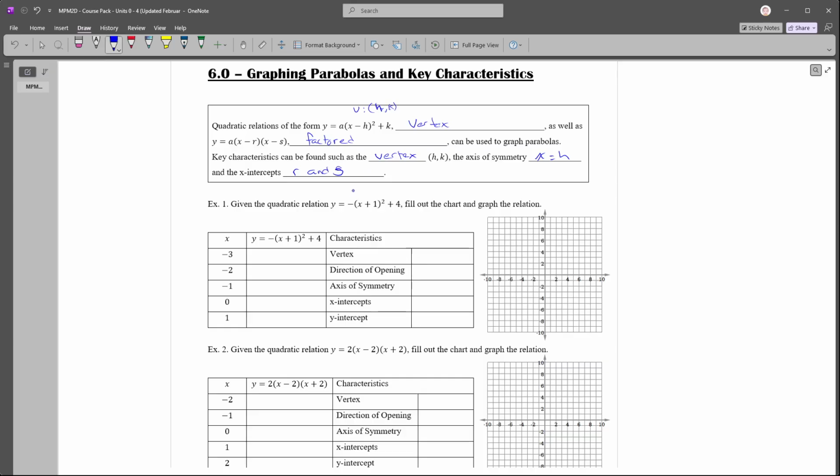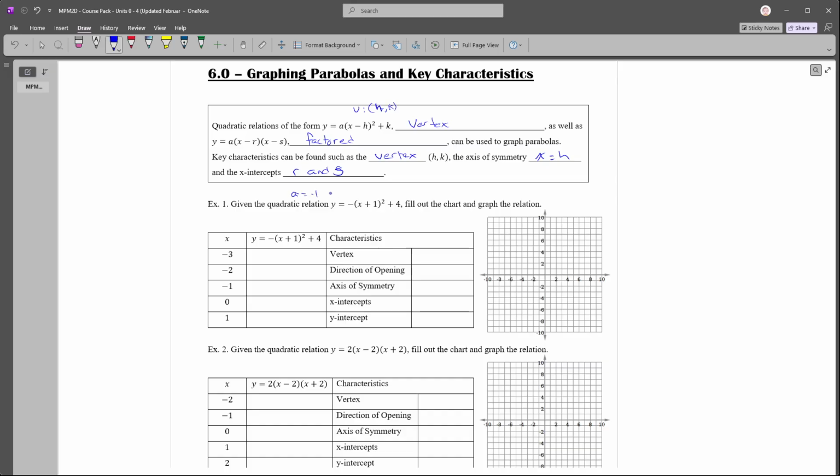All right, so let's put this to the test and try and remind ourselves how all this stuff works. Given the quadratic relation, y is equal to negative (x plus 1) all squared plus 4. Looking at this information, the first thing you're going to want to do is pull out all the key values from here, our a, our h, and our k. The a is always the value that's in front of the squared value. This whole set of brackets is squared, so in this case, it's just the negative 1.